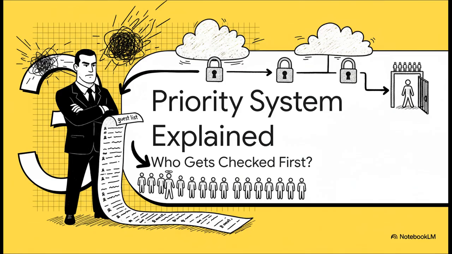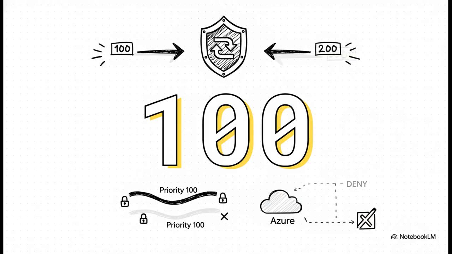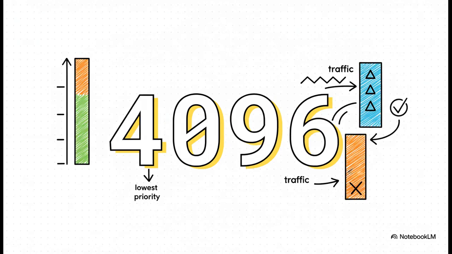Okay, so I mentioned priority is a big deal, right? Well, let's talk about why. It is, without a doubt, the most important property to get right. It's not just some random number. It tells our bouncer the exact order to read the rules in. And here's the one thing you absolutely have to remember. Lower number means higher priority. It feels a little backward at first, but it's crucial. A rule with priority 100 gets checked way before a rule with priority 200. It gets to decide first. And that scale goes all the way up to 4096. That's the absolute lowest priority you can have. A rule with a big number like that only gets looked at if nothing with a higher priority has already dealt with the traffic.